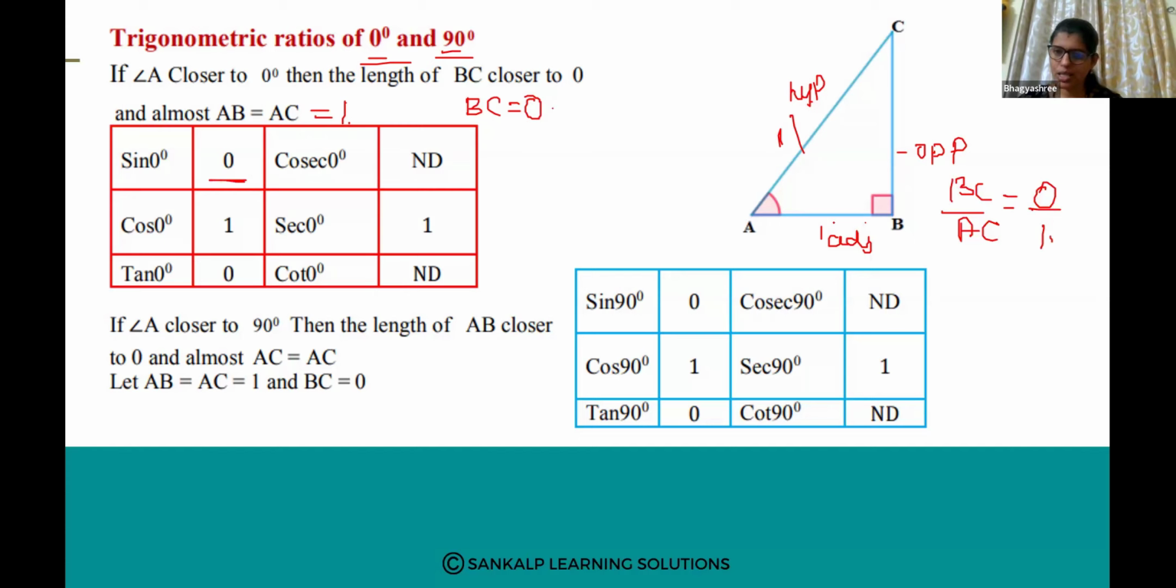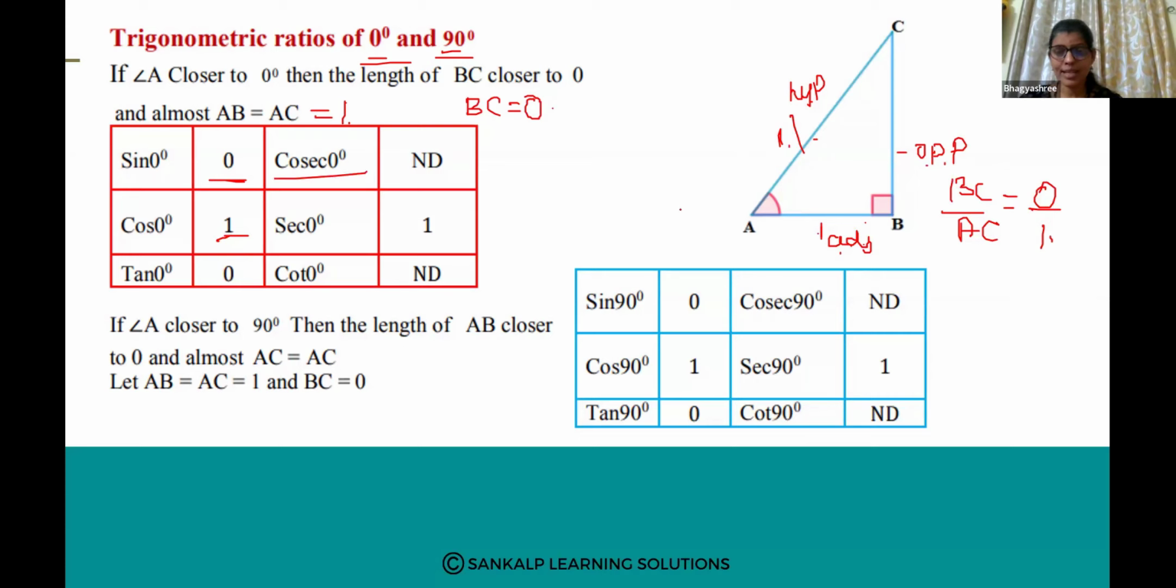Cos 0 means adjacent divided by hypotenuse. AB divided by AC, 1 by 1, 1 by 1 is 1 only. Tan 0 is opposite divided by adjacent. So 0 divided by 1, that's equal to 0 only, right?